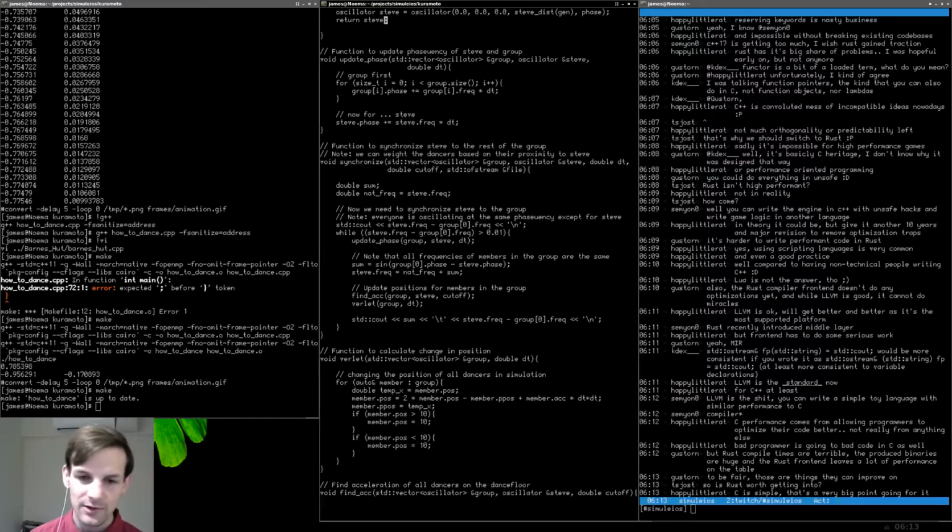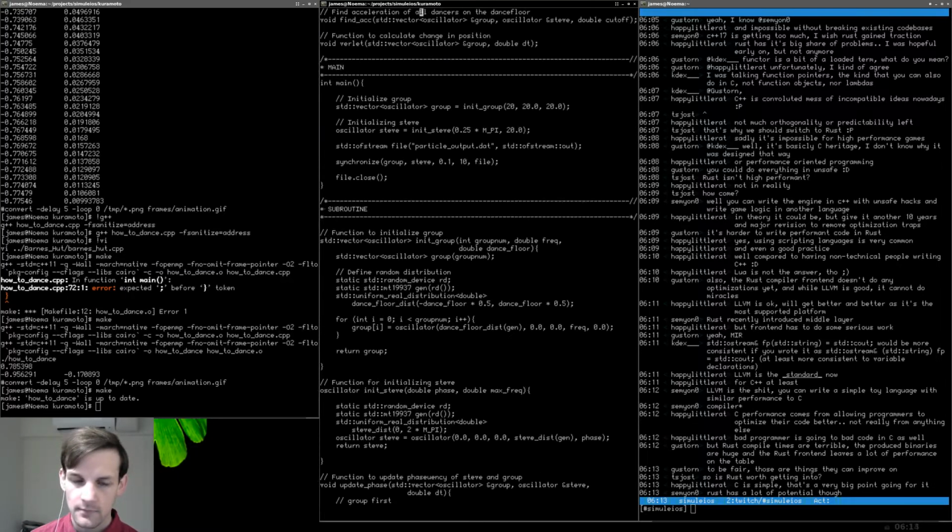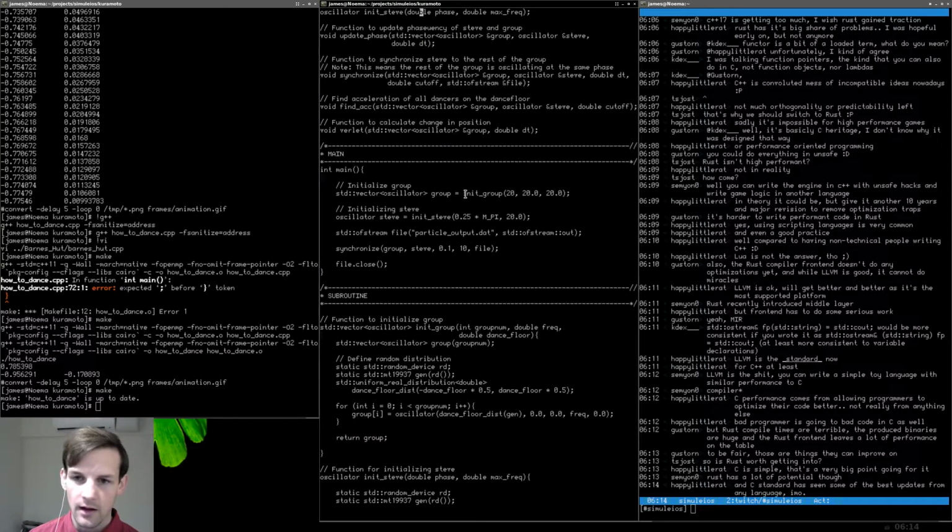Okay, so what do we want to do then? We have synchronize here, we have the file that we're reading in, so let's just go ahead and output the particle positions here. So we find acceleration, and let's just go ahead and create a new function, which is output positions. So what do we want to do here? What do we need to actually output? We need to output the positions, and we also need to output the phase. So let's do that.